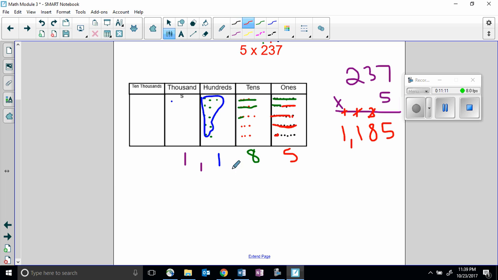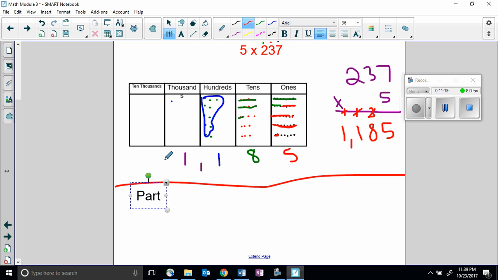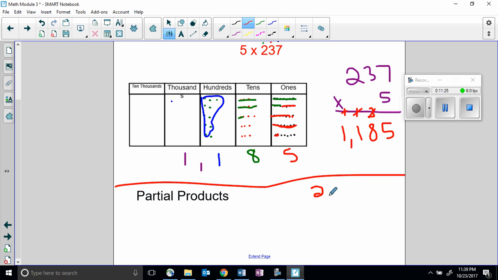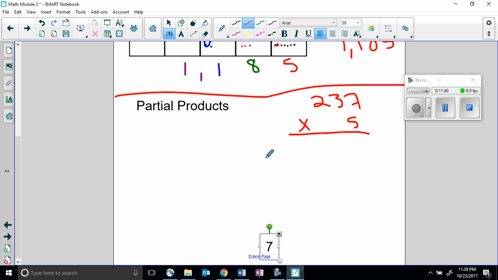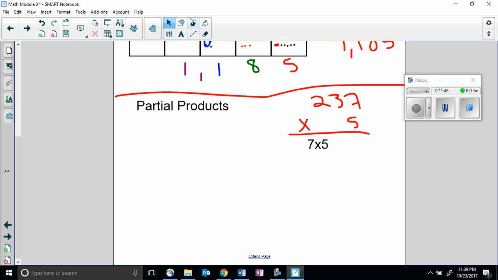Now let's do it. I'm going to create a divide. Partial, you know what? I don't know why I'm doing that. Partial products. So we're going to set it up the same way where it's 237 times 5. But this time it's going to be a lot easier. And here's how I can tell you. So what is this 7 worth? This 7 is worth 7, correct? So that would be 7 times 5. Well, what is 7 times 5? We already said it. It's 35.